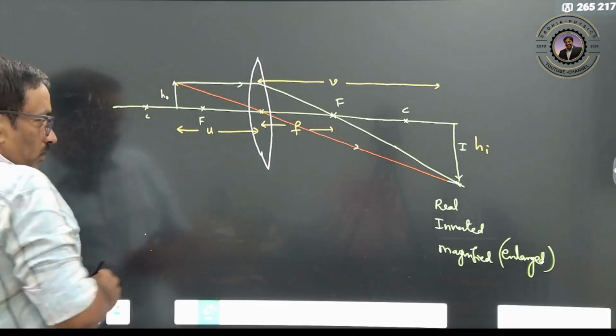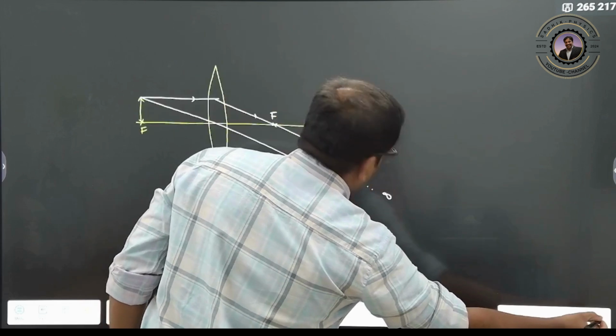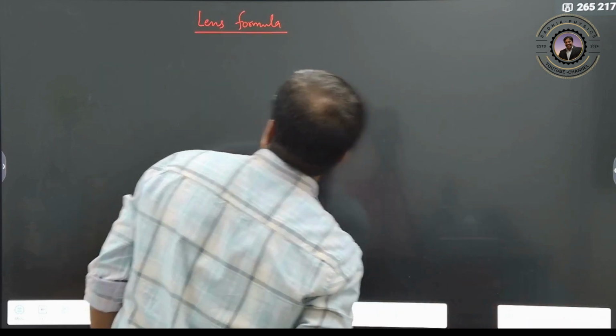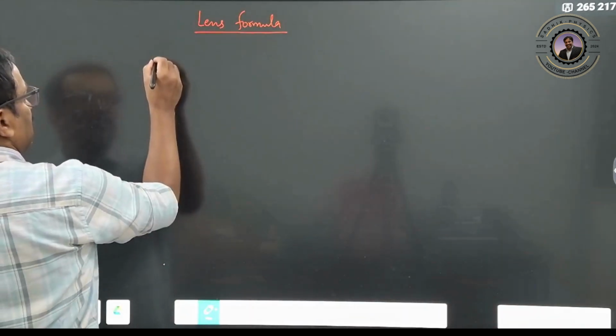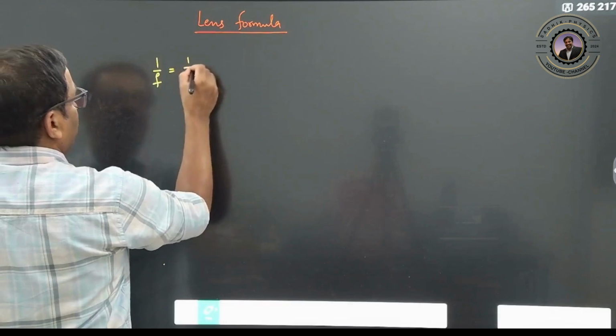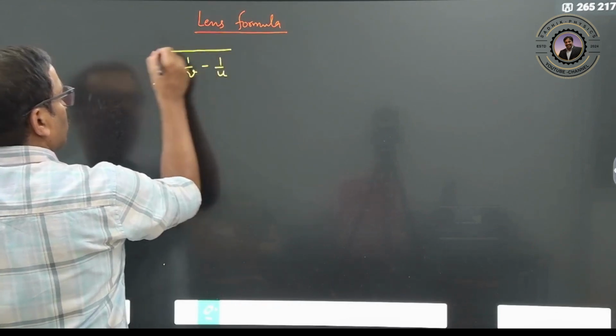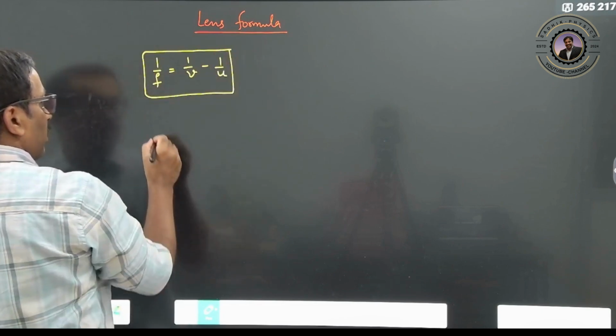Now we want the relation between all these, so this relation can be given by the lens formula. What is this lens formula? 1 by f is equal to 1 by v minus 1 by u, clear. This is the lens formula.